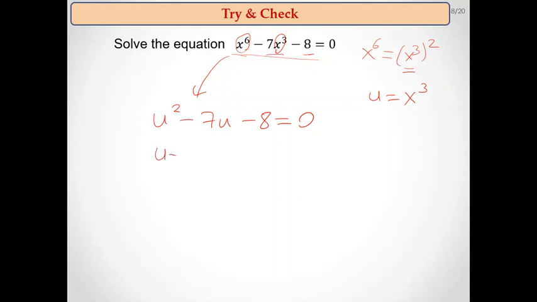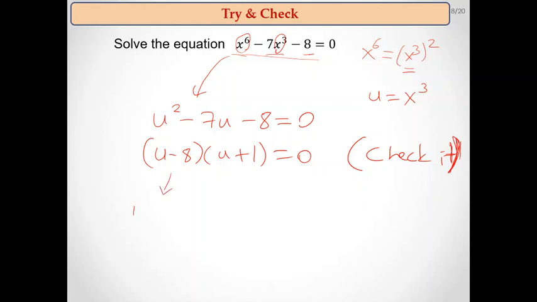u minus 8 and u plus 1 equal to 0. Okay, check it. I leave it to you. You check it. And then by the zero product property, we have two possibilities. One is u minus 8 equal to 0, which means u is equal to 8, and the other one is u equal to minus 1.